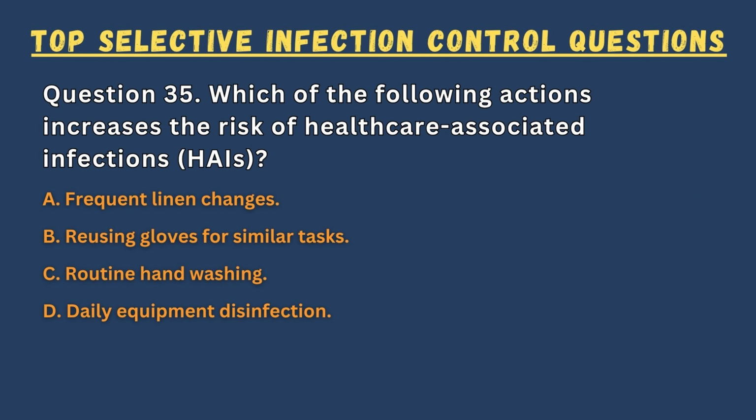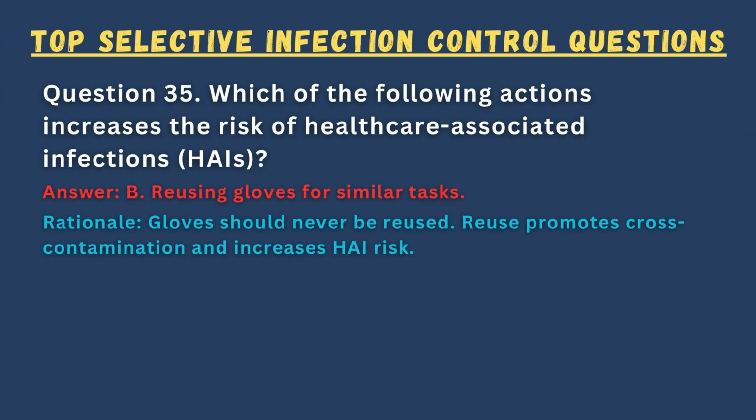Question 35. Which of the following actions increases the risk of healthcare-associated infections, HAIs? A. Frequent linen changes. B. Reusing gloves for similar tasks. C. Routine hand washing. D. Daily equipment disinfection. Answer: B. Reusing gloves for similar tasks. Rationale: Gloves should never be reused. Reuse promotes cross-contamination and increases HAI risk.